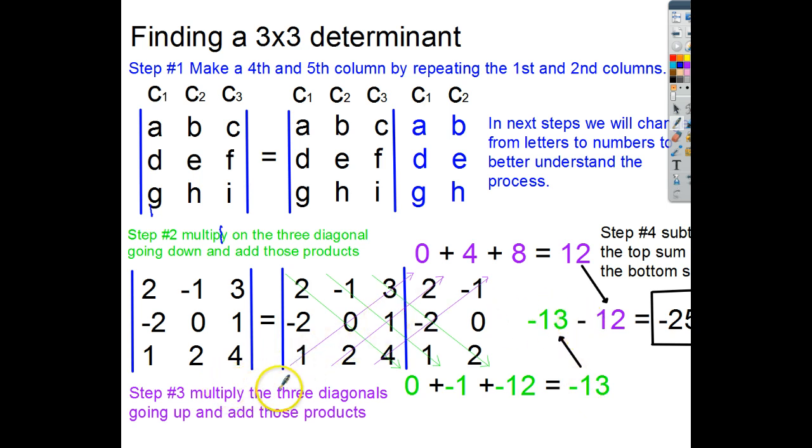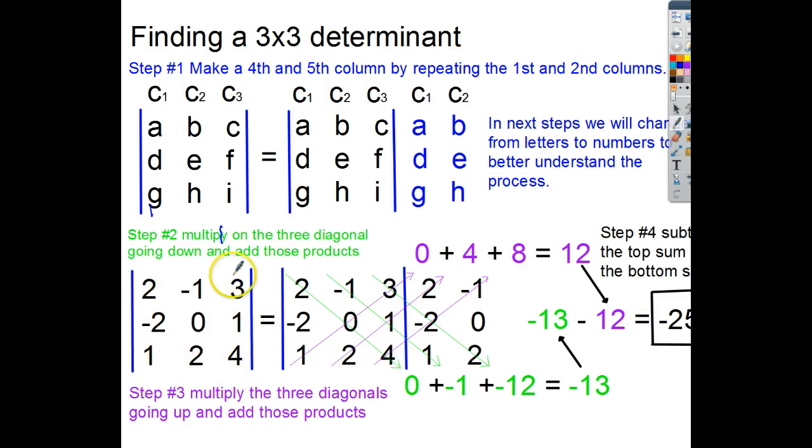So step 3 is to multiply the 3 diagonals going up and add those products. So 1 times 0 times 3 is 0. 2 times 1 times 2 is 4. 4 times -2 times -1 is +8. 0 plus 4 plus 8 is 12. And the final answer comes from -13 minus 12, or -25. Okay? So that's the value of this determinant right here.